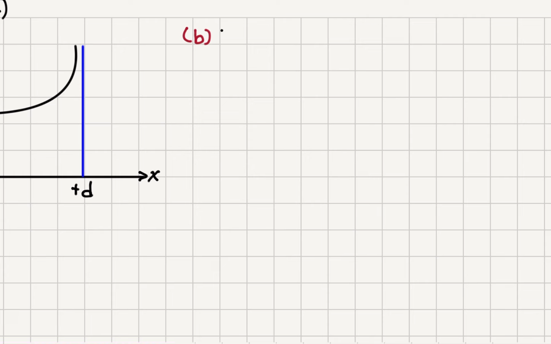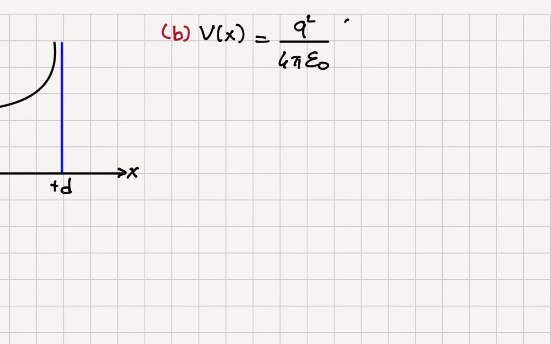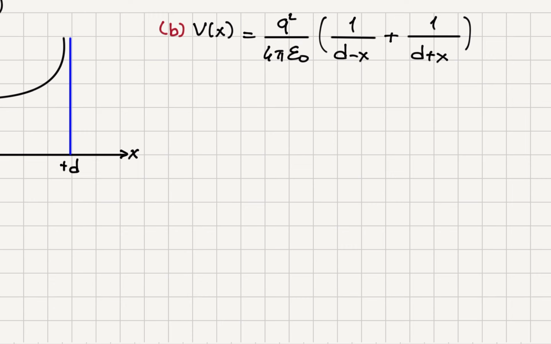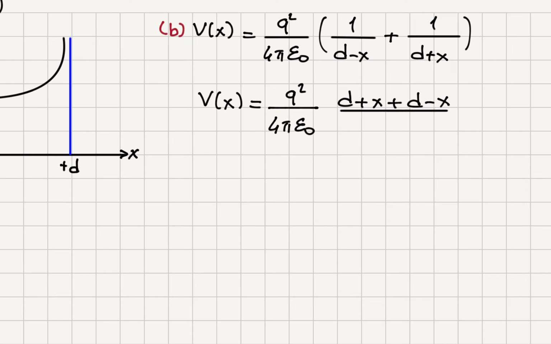The potential V of x is equal to q squared over 4 pi epsilon 0, 1 over d minus x plus 1 over d plus x. And now I can also rewrite this as V of x is equal to q squared over 4 pi epsilon 0, d plus x plus d minus x, writing this with the common denominator, d minus x times d plus x, that's d squared minus x squared.